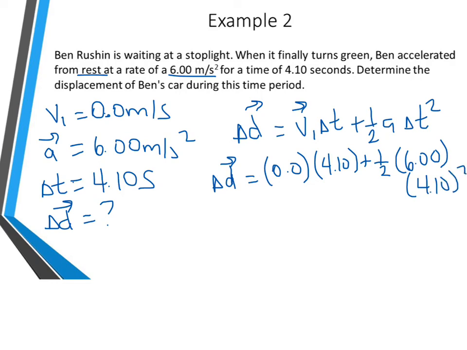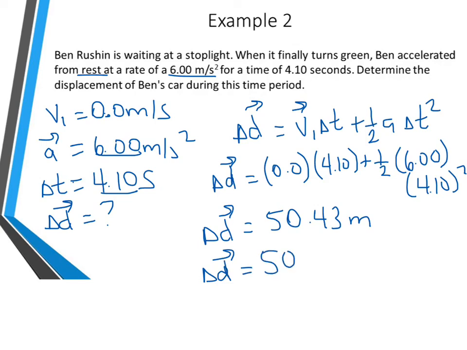And then if you go ahead and you put that all in on your calculator, you'll get 50.43 meters. And then we'll check, we want to round so that we have 3 significant digits, because if you're starting from rest, 0 can have infinite numbers of significant digits. So we're going to round so that we have 3 significant digits. So it's going to be 50.4 meters. And our direction, we're simply going to state forward because we're going to assume that he accelerates in a forward direction from that green light.